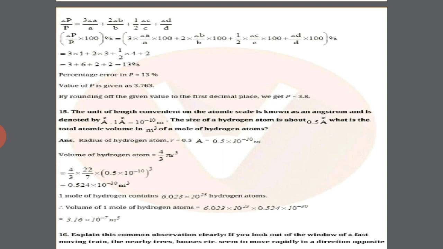4 by 3 into pi, 22 by 7, into 0.5 into 10 to the power minus 10, whole to the power 3. So this value is 0.0524 into 10 to the power minus 30 meter cube. 1 mole of hydrogen contains 6.023 into 10 to the power 23 hydrogen atoms. So the volume of 1 mole of hydrogen atoms is this one, and after solving the terms it is 3.16 into 10 to the power minus 7 meter cube. Got it, dear students?